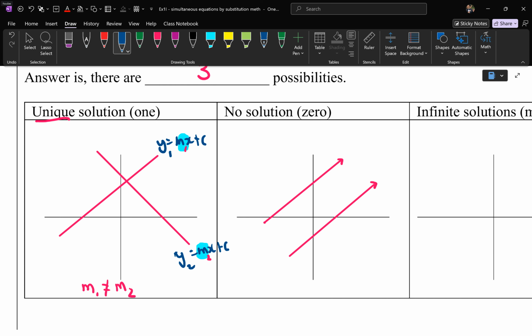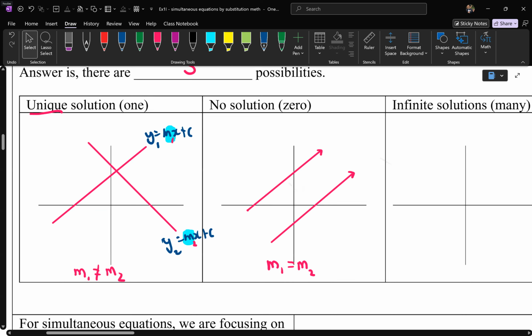So hence, like Samuel said, gradient 1 has to equal gradient 2 in order for that to occur. In one scenario, if they're equal, they're going to be parallel. In the other scenario, if they're not equal, they're definitely going to intersect. And because they're both straight lines, we know there's going to be one point of intersection. What about the third one?